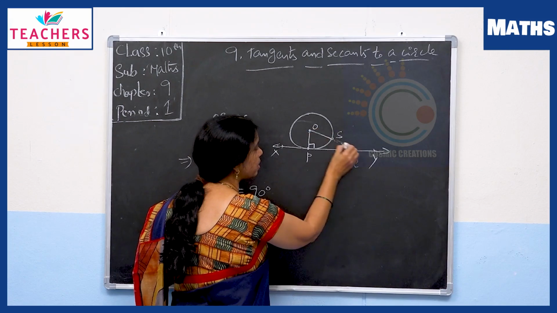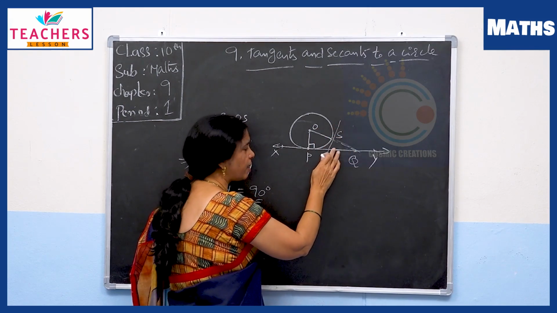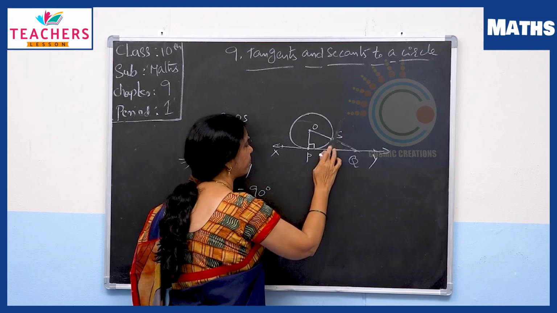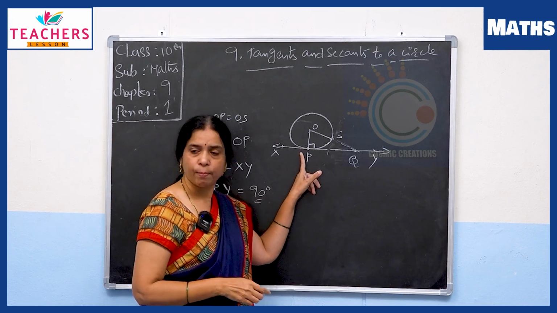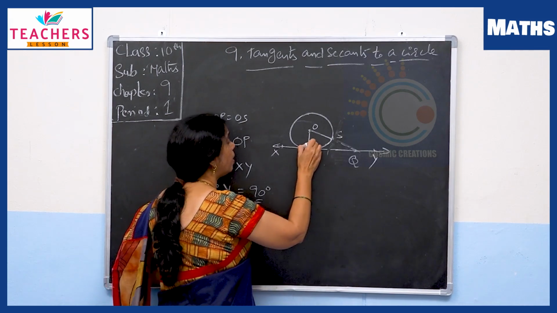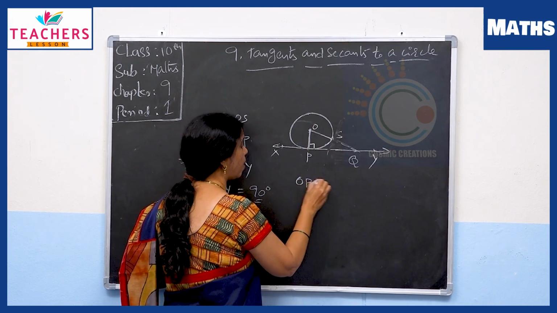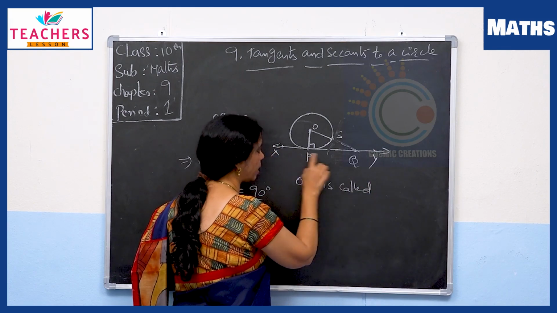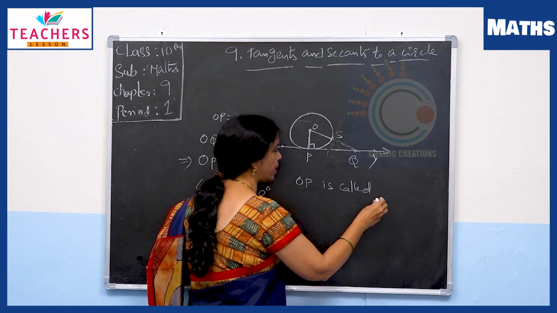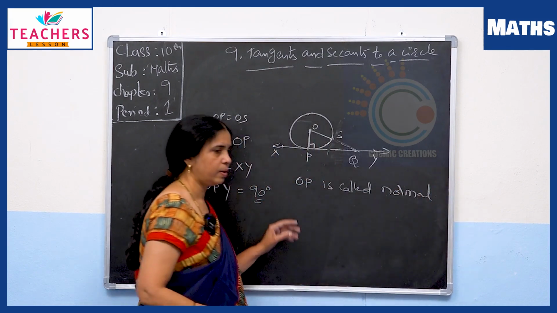Or else this is not the radius. Actually, it is at the point of contact. The radius is perpendicular to the tangent at the point of contact. This line OP is called the normal because it is perpendicular to the tangent. That's why OP is called normal to the circle.